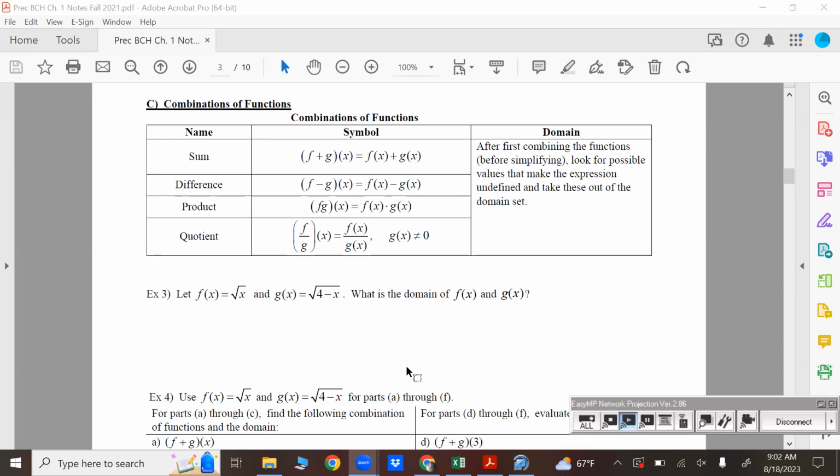So now the trick, this is a little trickier. At first, combine the functions for simplifying. Look for possibilities that make the expressions undefined, in case of how the domain is set. So before we combine these two, let's see what makes these restrictive. Because anywhere in the process of combining these functions, if there's any restrictions along the way, it's got to be excluded.